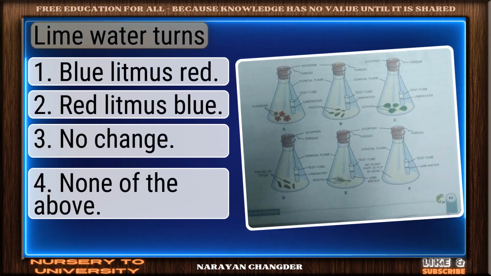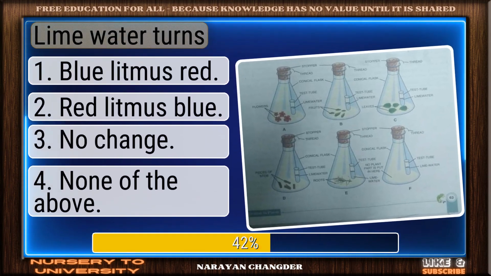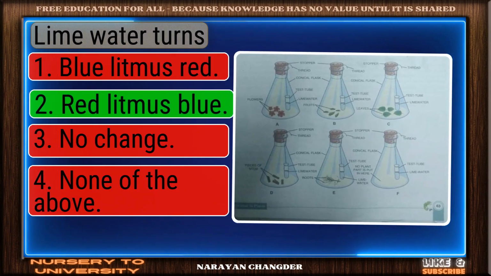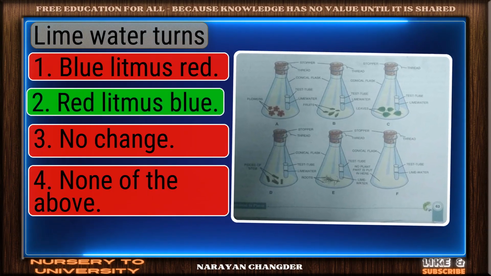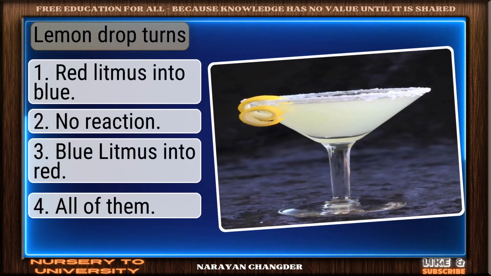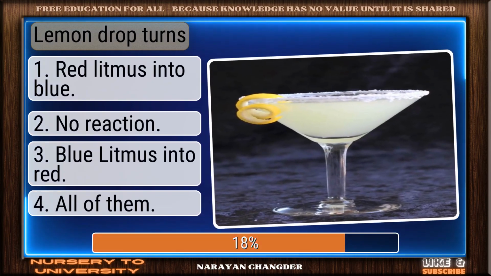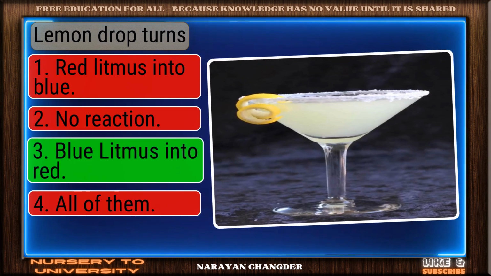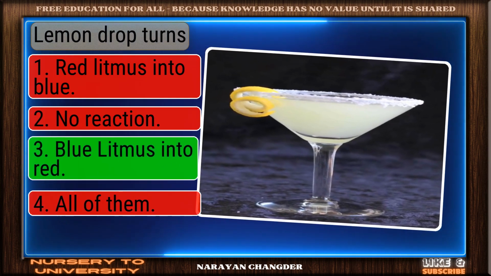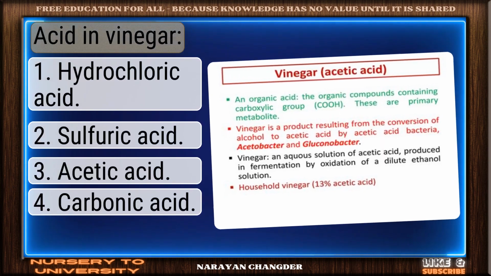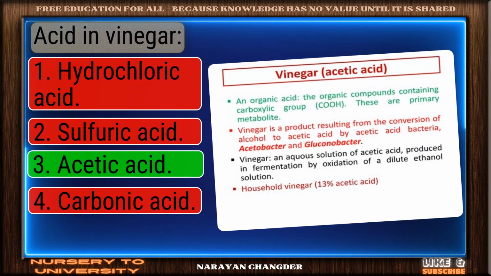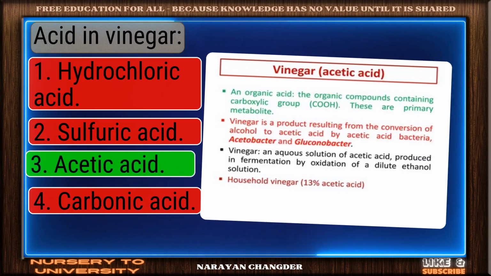Question number 269. Lime water turns. Well reasoned. Red litmus blue is the correct choice. Question number 270. Lemon drop turns. Bravo. Blue litmus into red is the answer. Question number 271. Acid in vinegar. Perfect. Acetic acid is the correct choice.